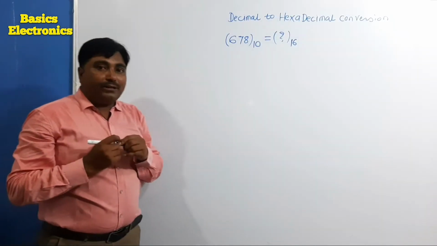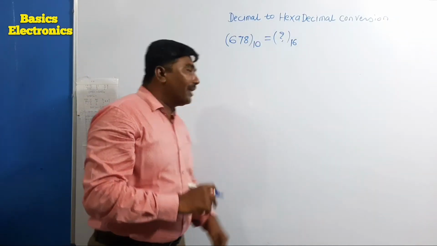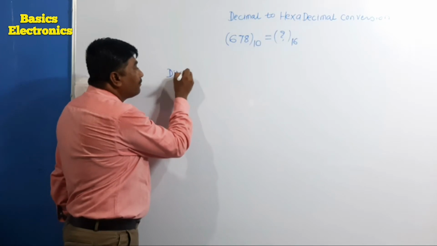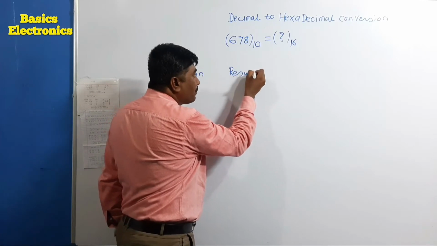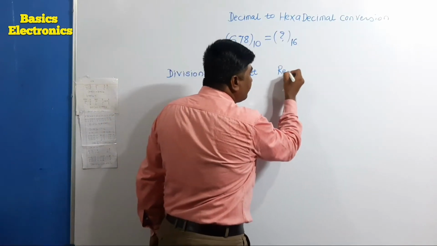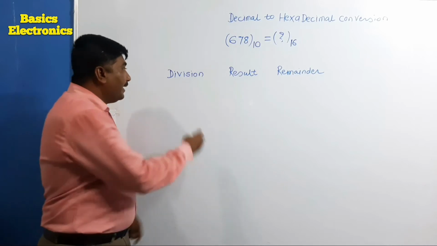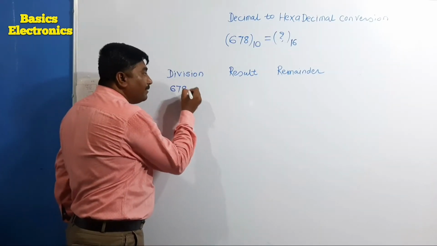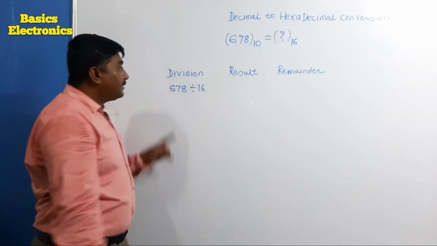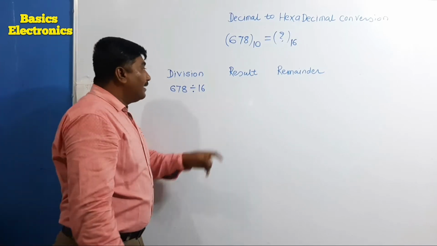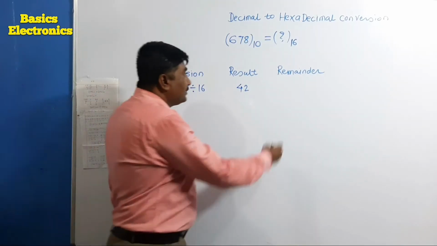Okay. So the first step is we write down the given number, but before that we make 3 columns here without lines. Here is division, then the second one is result, the third one is remainder. Okay. So we write down 678. Here we divide it by 16. We divide 678 by 16, and here the result is 42. The remainder is 6.